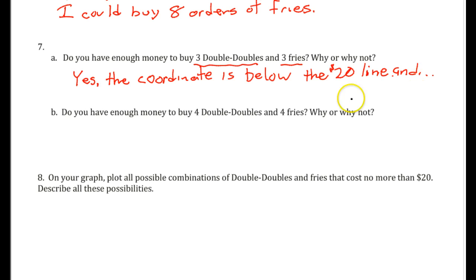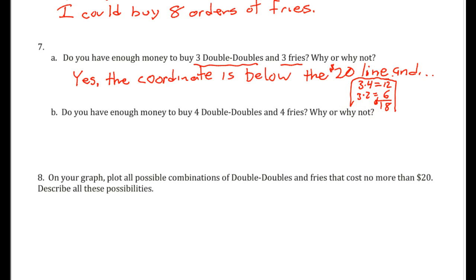And you can also give a calculation here. 3 double-doubles will, at $4 a piece, cost $12. 3 fries at $2 a piece cost $6. So yeah, it only costs $18. But the purpose of all of this is to not have to do this part.